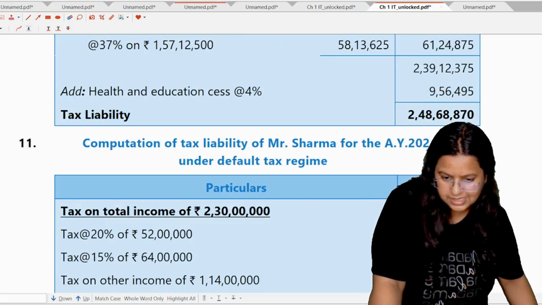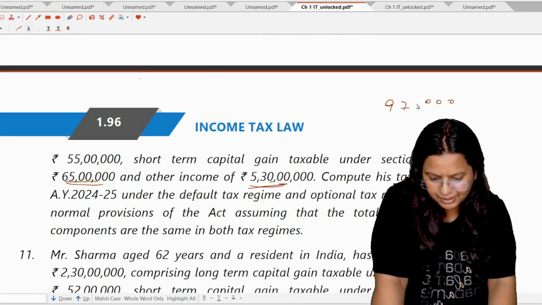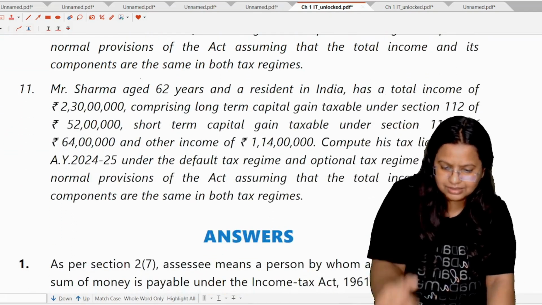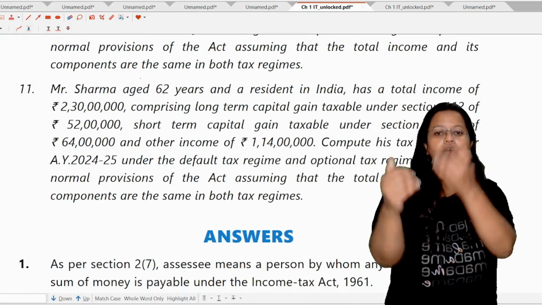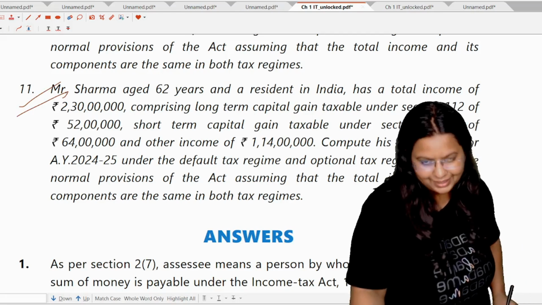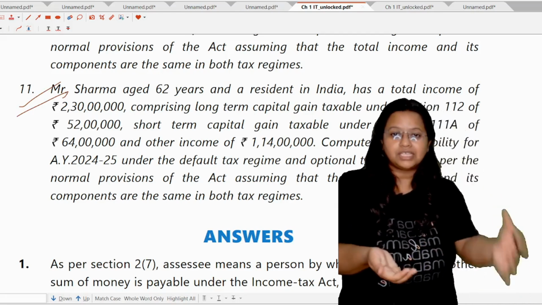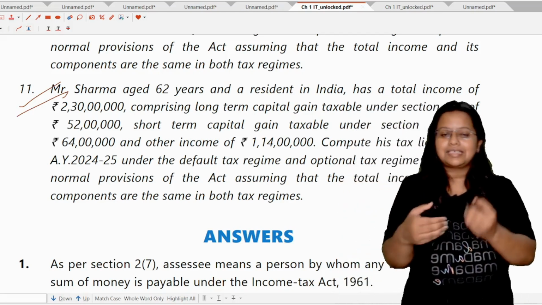Now, next is illustration number 11. Students, illustration number 11 is your homework. This is the same as we have done right now. Only the amounts are different. In case of any question, please ask in my WhatsApp group. The link is given in the description below, or you can ask in the comment section also.